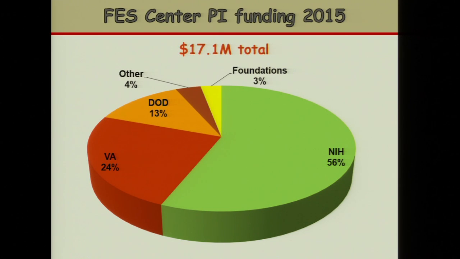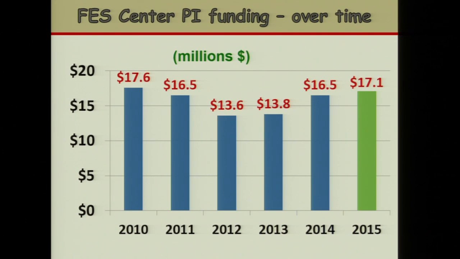So we have $17.1 million in total funding. A little more than half of that comes from the National Institutes of Health, about a quarter from the VA. The DOD has jumped up quite a bit in recent years. It's about 13%. And then we have foundations, which is 3%, and then a variety of other sources. So we're working to increase the size of the VA pie here a little bit, but this is the current mix. How does that compare with the past? So there were some lean years where then we've picked back up. We've basically recovered back to where I think this might have been our peak year for funding, and we're almost back to that amount.